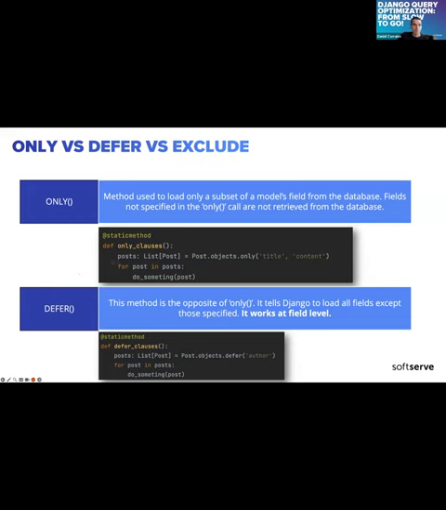So there we have a variable which has a list of posts, and we have the object. We use the object manager using the function only. This is a function that we want to apply here. And then we define only the columns that we want to work with. In this case, it's title and content.